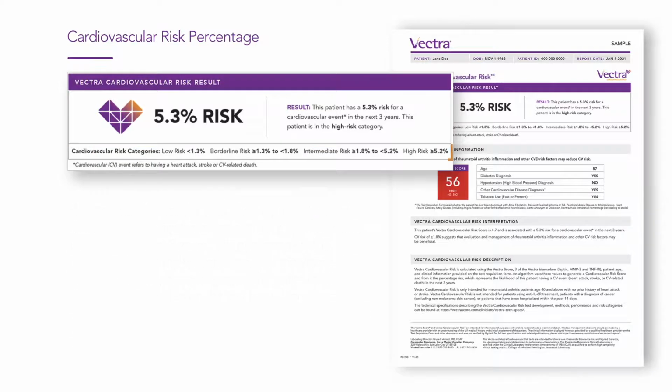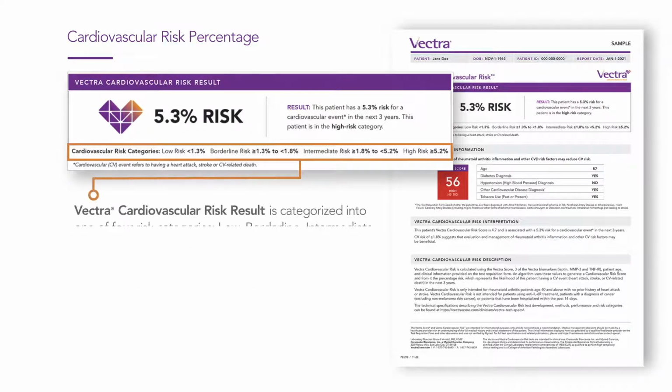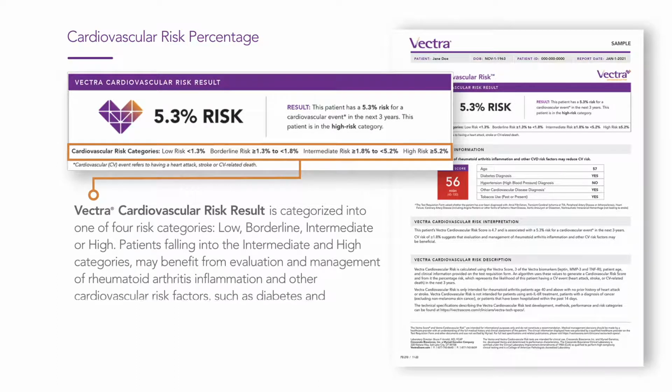Section 2 is the Vectra Cardiovascular Risk category. The Vectra Cardiovascular Risk result is categorized into one of 4 risk categories: low, borderline, intermediate, or high. Patients falling into the intermediate and high categories may benefit from evaluation and management of rheumatoid arthritis inflammation and other cardiovascular risk factors, such as diabetes and hypertension.